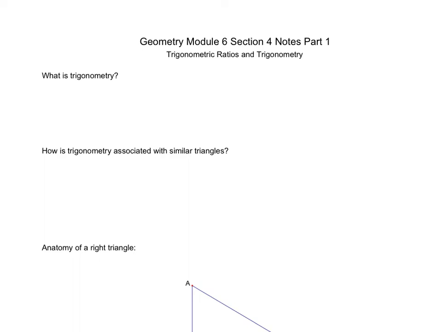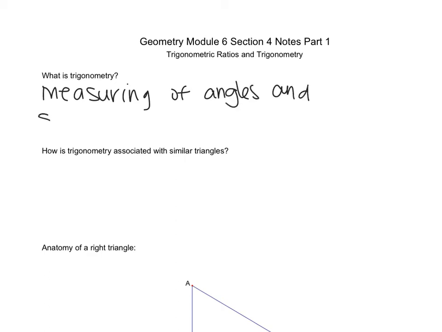In section 4, part 1, we're going to take a look at trigonometric ratios and trigonometry. So we're going to start off with what is trigonometry. Trigonometry is the measuring of angles and sides of triangles. We're going to specifically look at right triangles to start with, but trigonometry can be applied to any triangle.